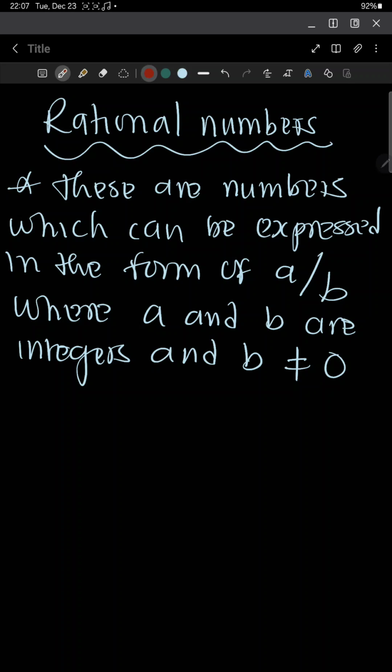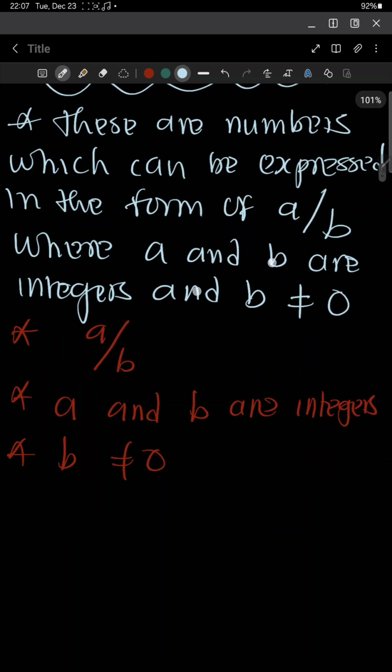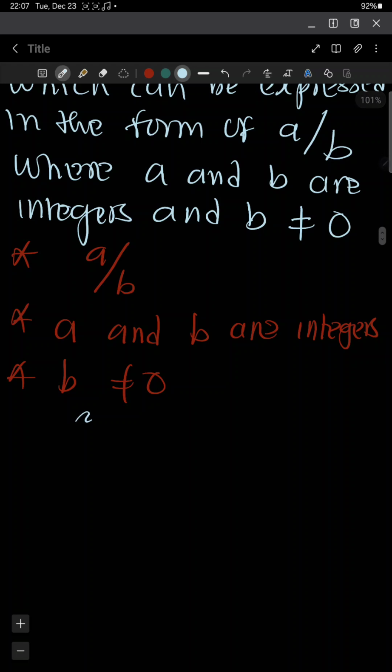So what is the meaning of this definition? These are the key points that you need to know. The rational number must be expressed in the form of A over B. Secondly, where A and B are integers. Lastly, B should not be equal to 0. What is the meaning of this statement? If we say B should not be equal to 0, it is the same as saying the denominator should not be equal to 0.